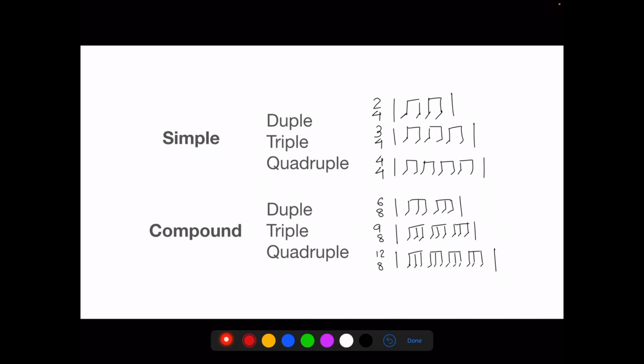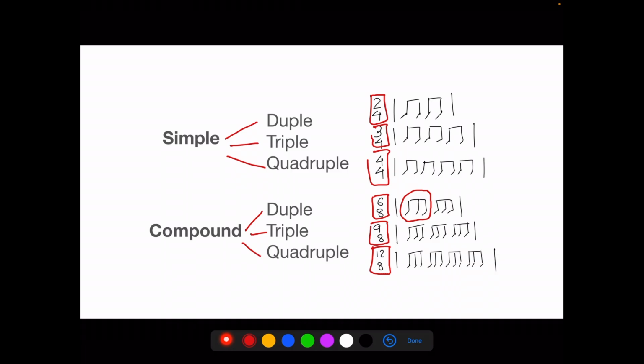So you would normally call a 2/4 meter a simple duple. For 3/4, you would call it a simple triple. 4/4, simple quadruple. Same thing for 6/8, it's going to be compound duple. Remember, compound means each beat is divided into groups of 3, okay? And then compound triple, which is 9/8, compound quadruple, which is 12/8. So 12/8 basically just means that there are 12 eighth notes in that measure.